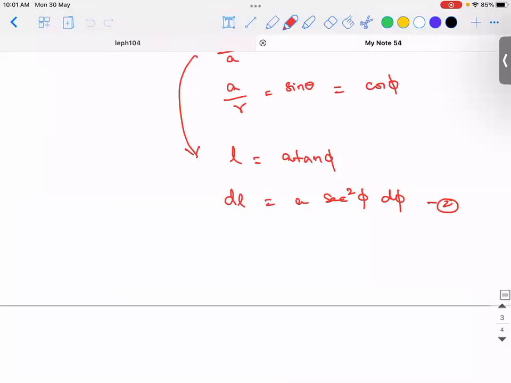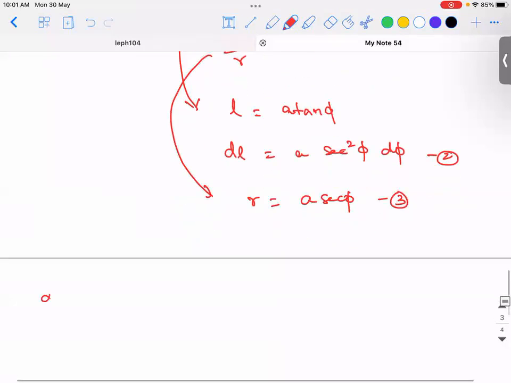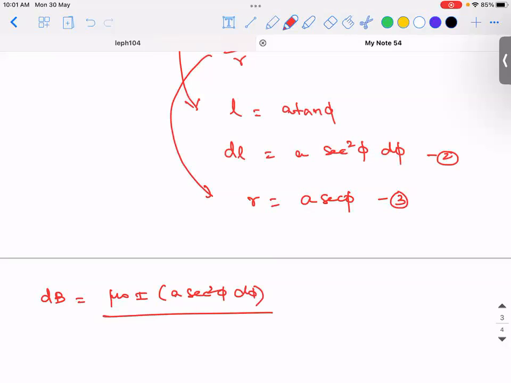Similarly, what is R equal to? R is equal to A secant phi. I'll take this as 3. Now I'll use this 2 and 3 in 1. If I use it right, observe what is going to happen. dB will be equal to how much, guys? Mu naught I into dL, in place of it I can write A secant square phi d phi, divided by 4 pi into R square, A square secant square phi.